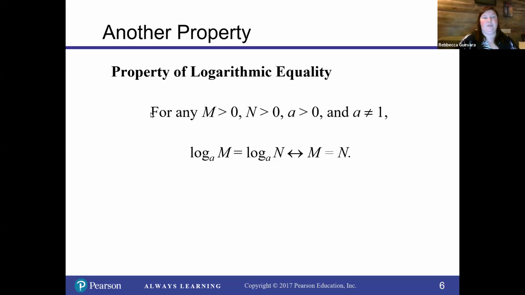So for logarithms, for a positive m, a positive n, and a positive a also not equal to 1, if log base a of m equals log base a of n, so same base, that means that what is inside your logarithm, those have to be equal to each other.